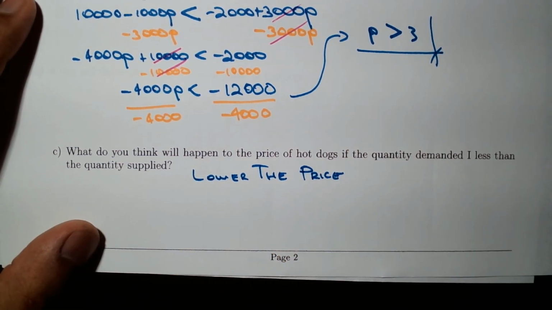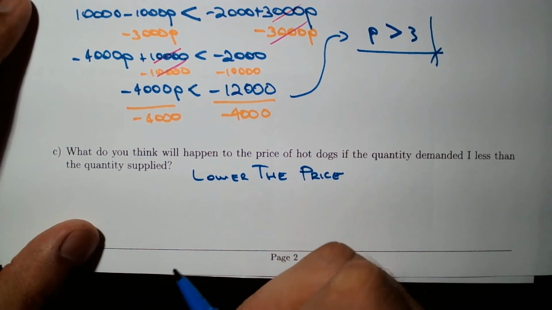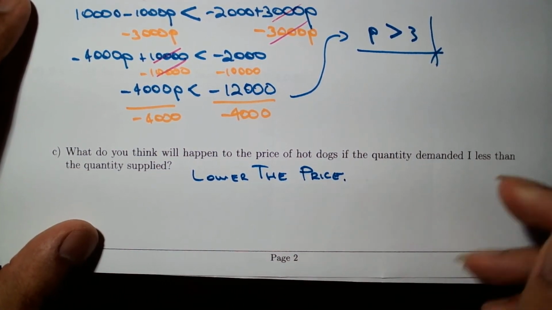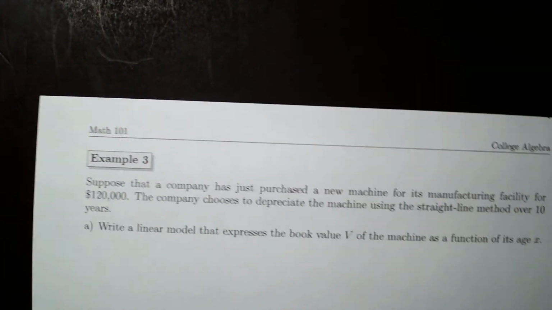Because there's not too much demand, well, lower the price so you can increase the demand. So if people see the hot dogs cheaper, well, they're gonna go buy them. Okay, let's do another example and wrap up this short section.